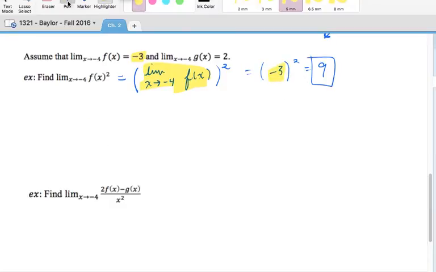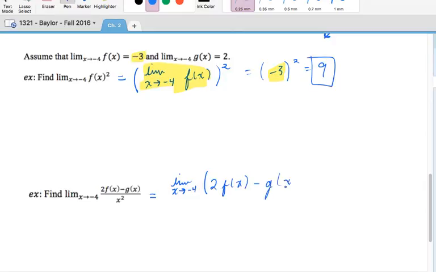Okay, and then in the second example down here, we have the limit as x approaches negative 4 of the fraction 2 times f of x minus g of x over x squared. Well, we don't know f or g, so we're going to have to use limit laws. The first one we're going to have to do is to split this into the limit of the numerator divided by the limit of the denominator. So it'll be the limit as x approaches negative 4 of the entire numerator, 2 times f of x minus g of x, all over the limit as x approaches negative 4 of the denominator, x squared.